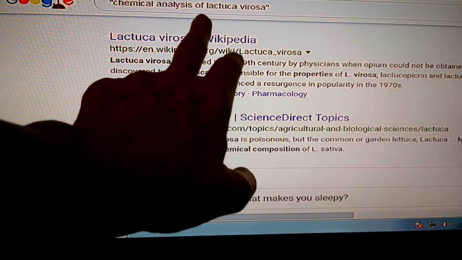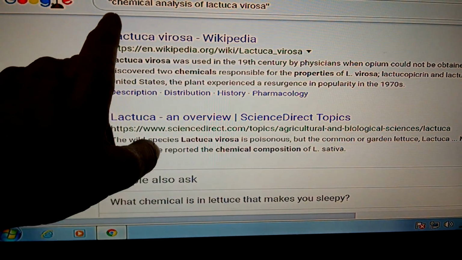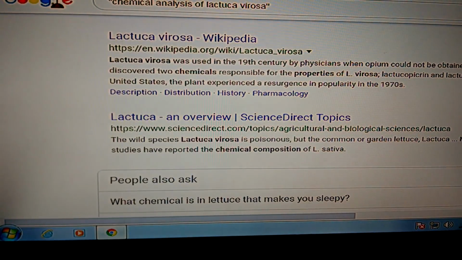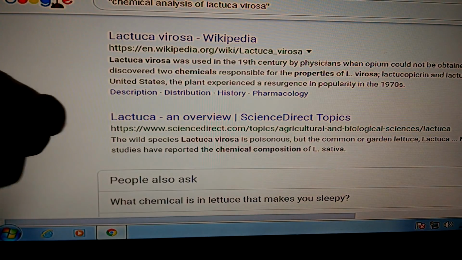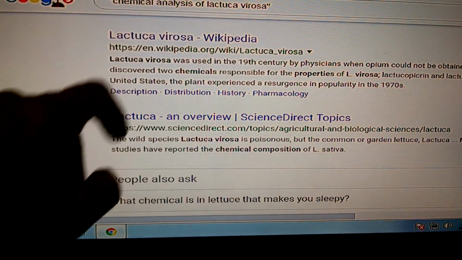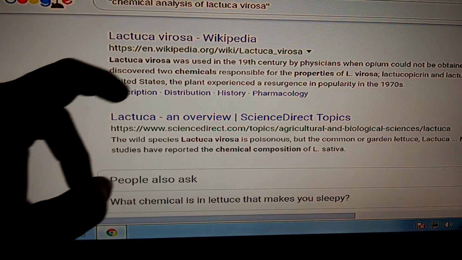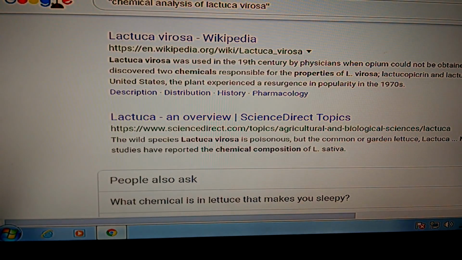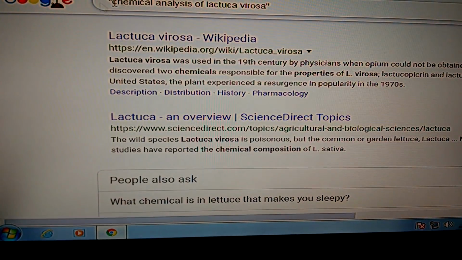chemical analysis of lactuca virosa in quotation marks to isolate the phrase. You can also write scholarly chemical analysis of lactuca virosa or lactuca. You can even just stop at lactuca and put it in quotes. And what it does is it will isolate the, I'm going to do that for you so that y'all can just see what it does.